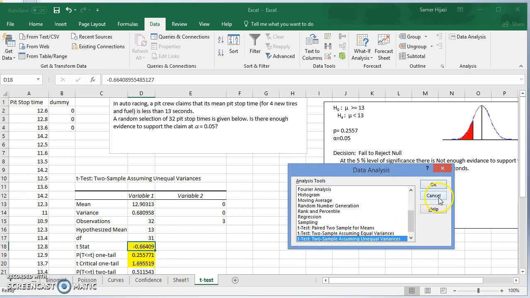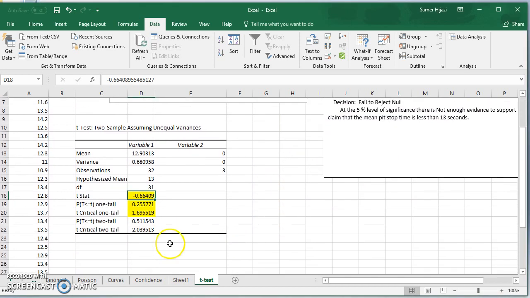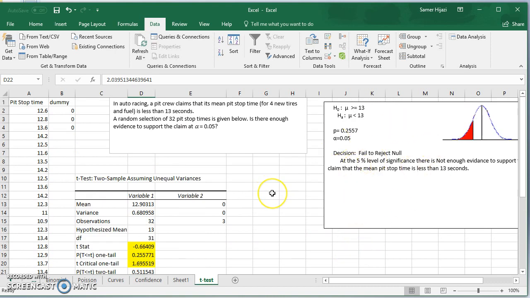If this was a two-tail test, the only difference is either you're going to take the p for two-tail test, or the critical value for two-tail, and make the decision based on that.